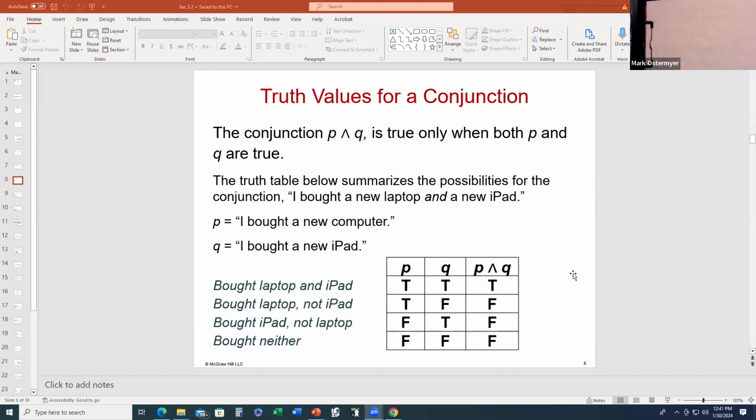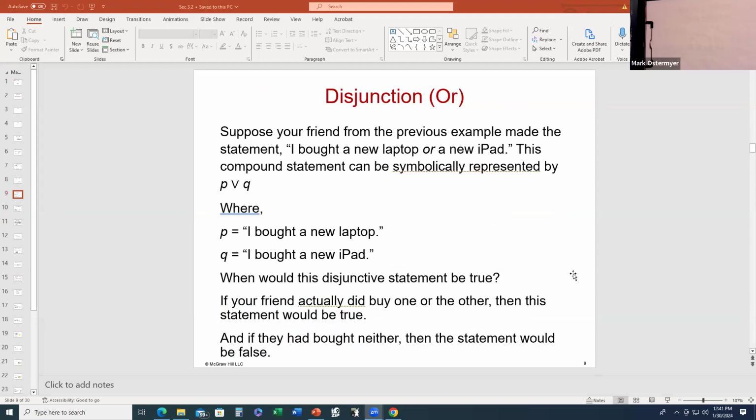Any questions about or and and? Conjunction versus disjunction, the truth values.